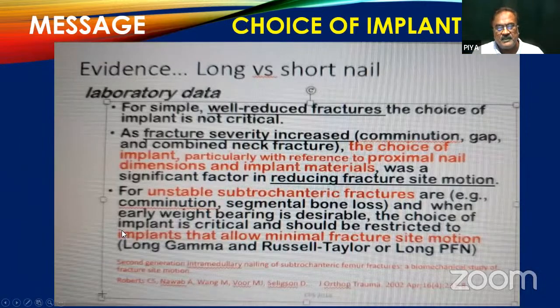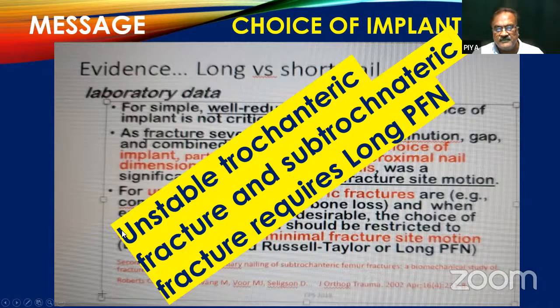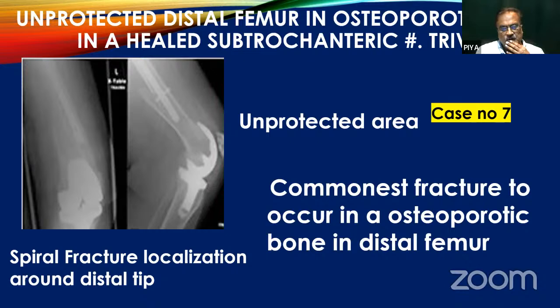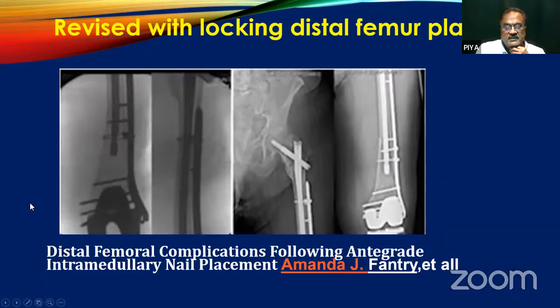Another example. On the choice of implant, whether long or short, the evidence says that unstable trochanteric fractures and subtrochanteric fractures require a long PFN as the choice of implant rather than a short nail. This is another example of an unprotected distal femur in osteoporotic bone, in a healed subtrochanteric fracture with a trivial fall. You can see this is the unprotected area, with a spiral fracture localized around the tip of the nail, the commonest fracture to occur in osteoporotic bone in the distal femur. So this is how it is revised with a locking distal femoral plate. Distal femoral complications following antegrade intramedullary placement are a very common finding, and this has to be dealt with.